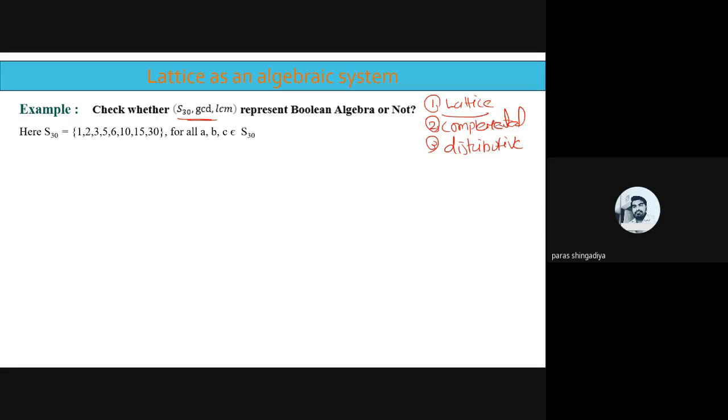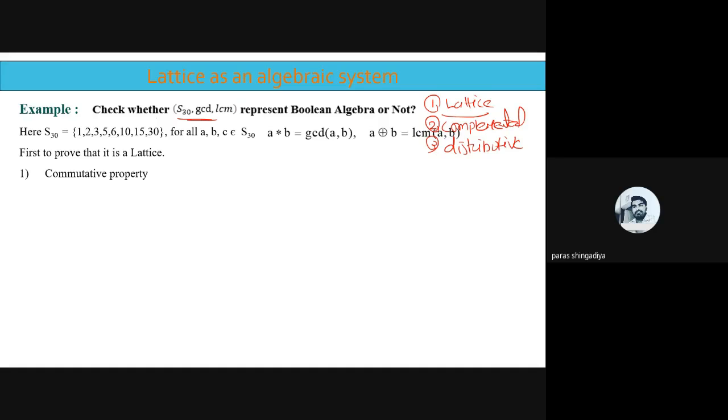And for all a, b, c belonging to S30, here a star b, what is the meaning of a star b? That is the GCD of a and b, because here star means GCD, and a ring sum b means the LCM of a and b. Okay, and first we'll prove whether it is a lattice or not.